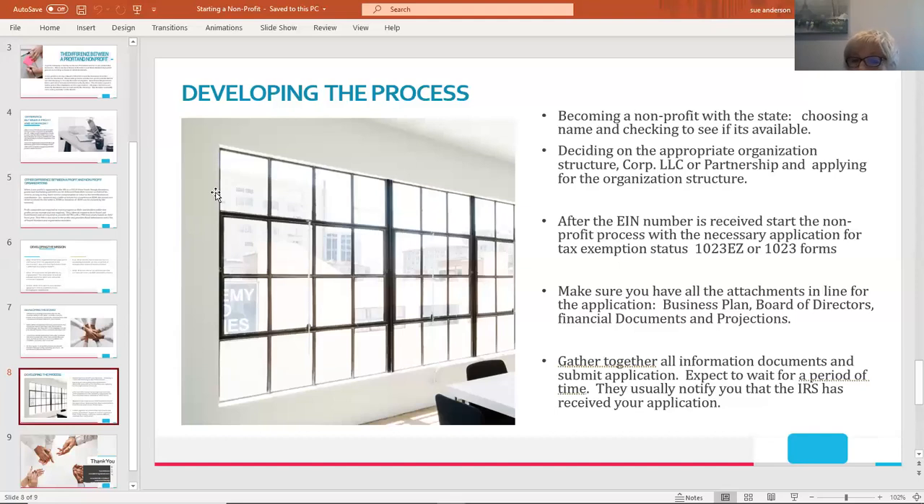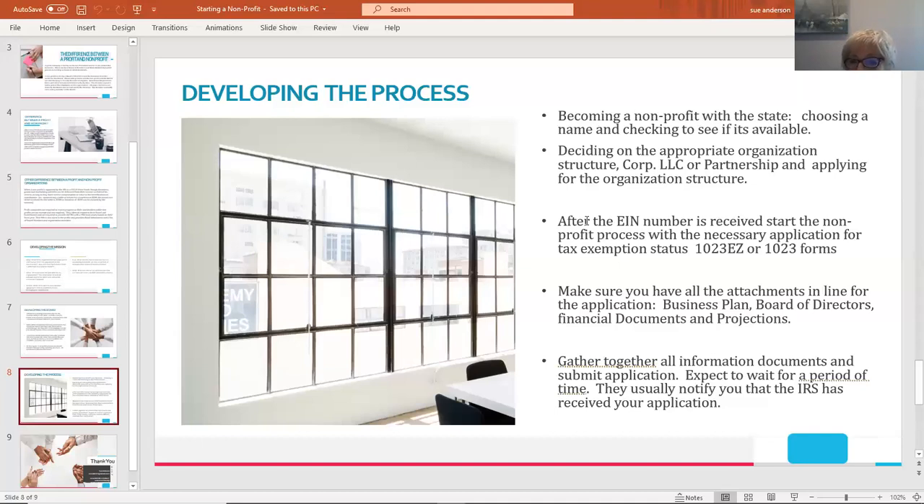The 1023-EZ is basically something you can do on the website, but it has certain stipulations. There is a checklist of questions that will be given right as you open it up. If you fall within the answers of those questions, then you can proceed to the 1023-EZ form. Otherwise, you will have to do a 1023, which is a little bit longer, more substantive, and has a lot more questions to be answered. Again, it's based on a questionnaire that's right at the beginning of the website instructions.